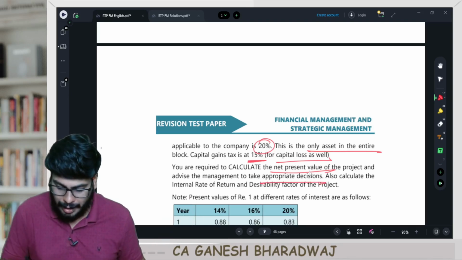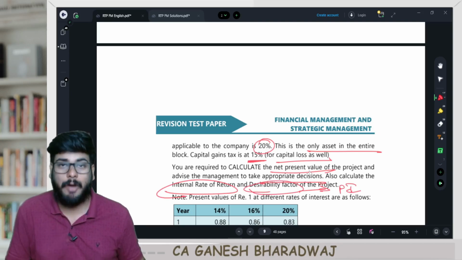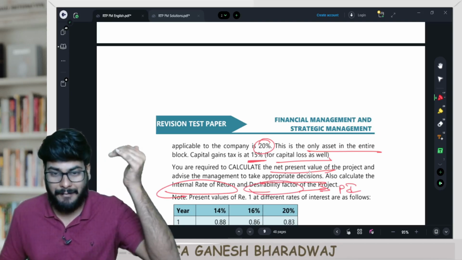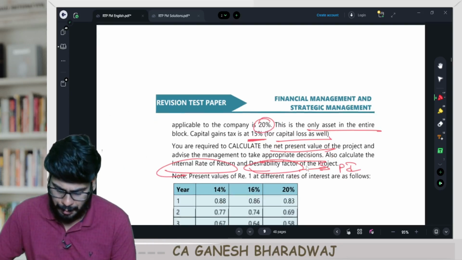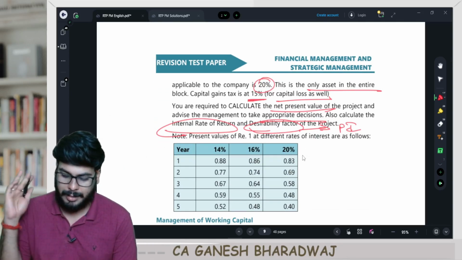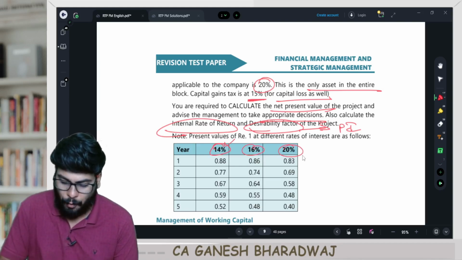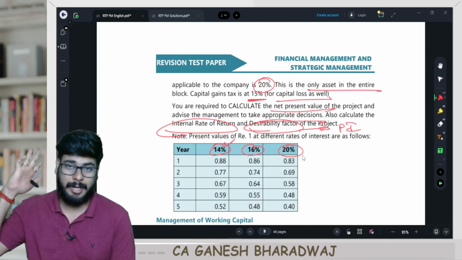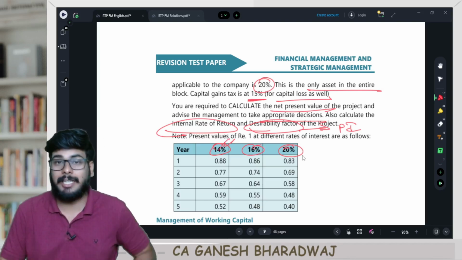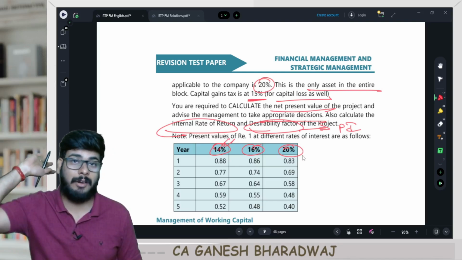Also calculate the IRR and the desirability factor. Desirability factor is nothing but your profitability index. Present value of cash inflows upon present value of cash outflows. Perfect. IRR and the present value of 1 rupee at different rates of interest are given as follows. They have given you the table 14, 16 and 20 and all. 14% is basically your discount rate, right? For that they have given. 16 and 20, why have they given? So these are the two trials that you need to use for the purpose of calculating your IRR.